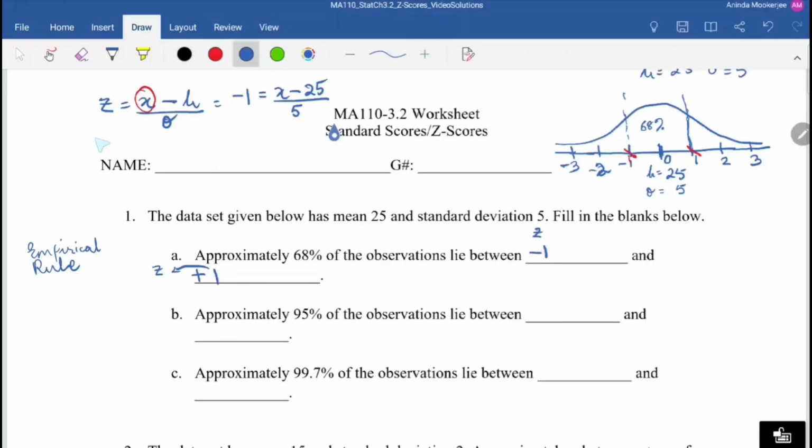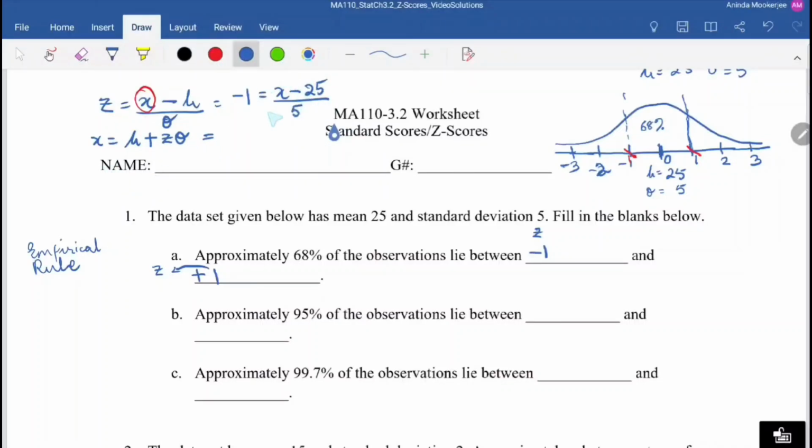X can be solved using this formula: mu plus z times sigma. So mu plus z times sigma, you just have to multiply. You can just solve for x from this equation as well. You don't need a formula really.